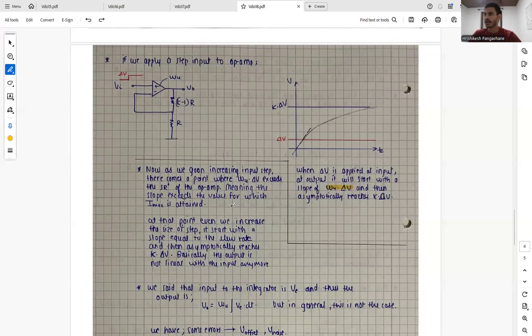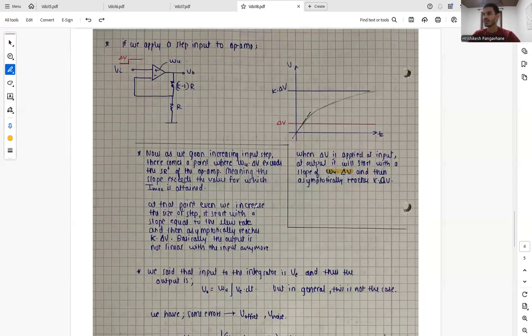And at that point, even if we increase the size of the step, it starts with a slope equal to the slew rate, and then asymptotically reaches the final value. Basically, the output is not linear with the input anymore after this point.